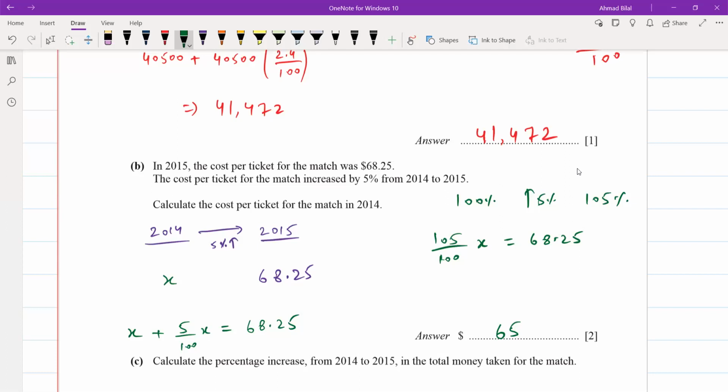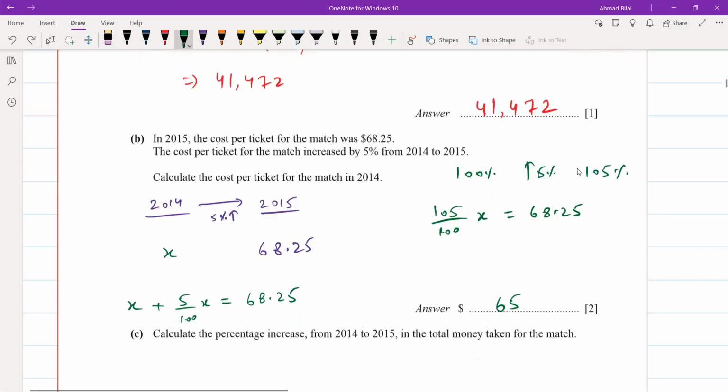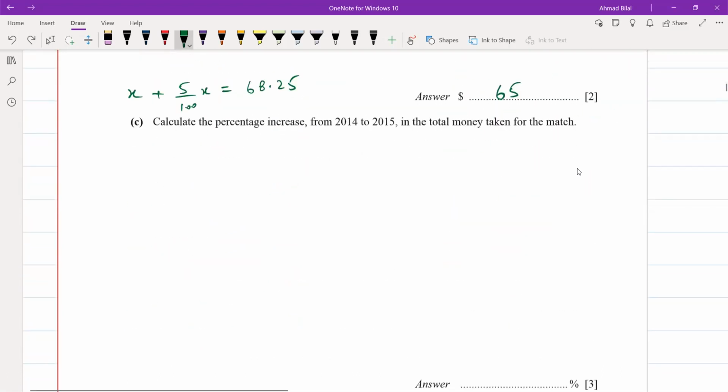So in 2014, your ticket price was 65. You increased it by 5%, so it became 68.25. Okay. Then it says calculate the percentage increase from 2014 to 15 in the total money taken for the match. Total money, what does that mean?